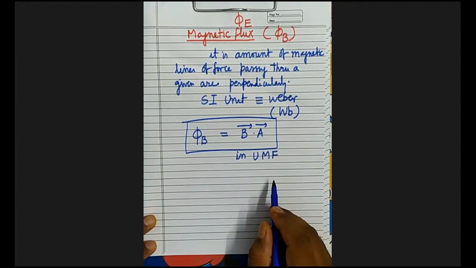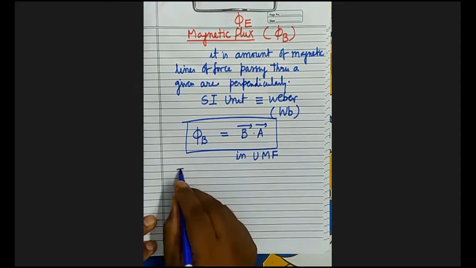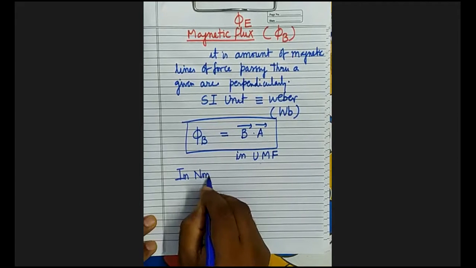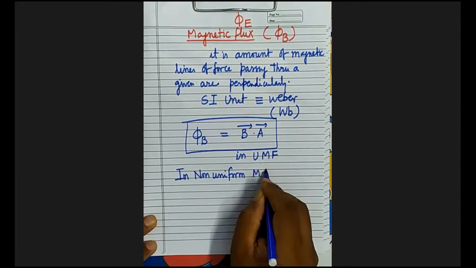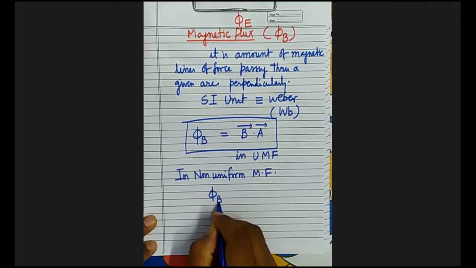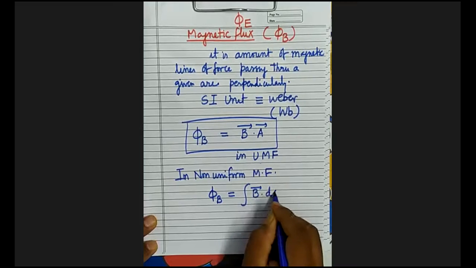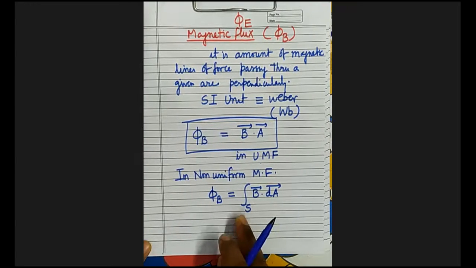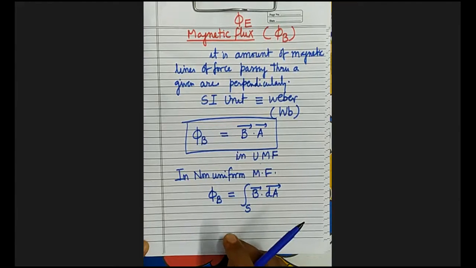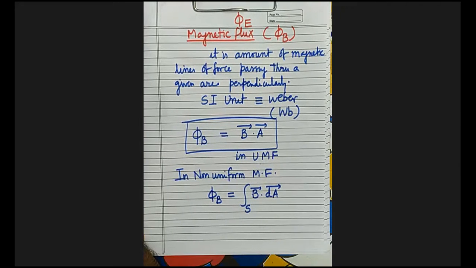Uniform magnetic field means which remains same in magnitude as well as in direction throughout the region. In non-uniform, what will be phi B? It is the surface integral of vector B dot vector dA over that surface. जिस सरफेस पर हमको फाइंड आउट करना है उस पर सरफेस इंटीग्रल ऑफ मैग्नेटिक फील्ड. इट्स क्लियर. That will be the magnetic flux. This way you can calculate the magnetic flux.